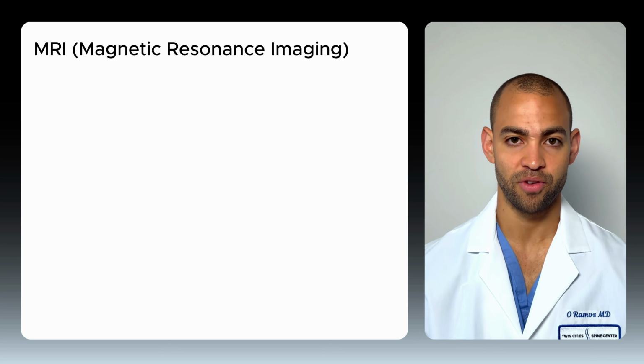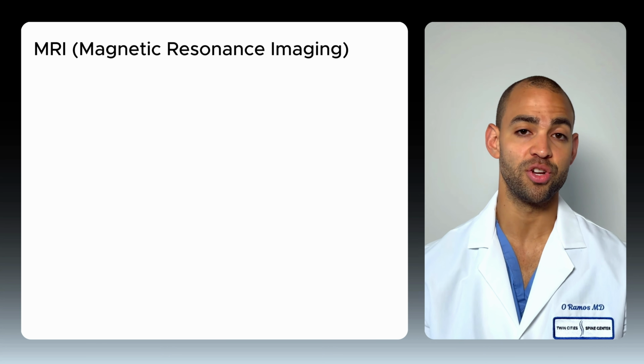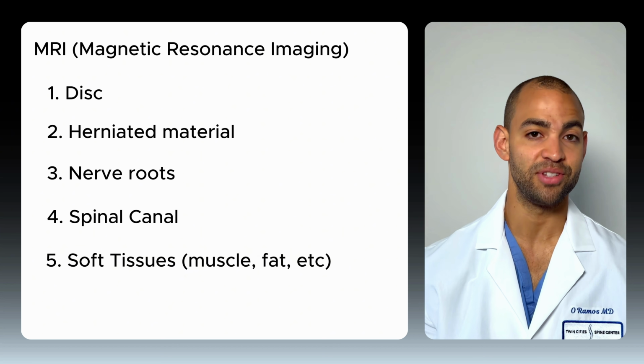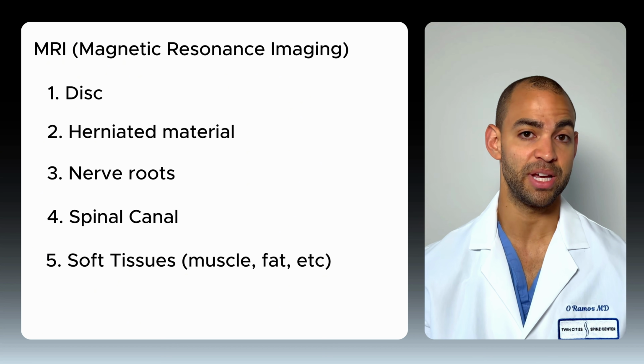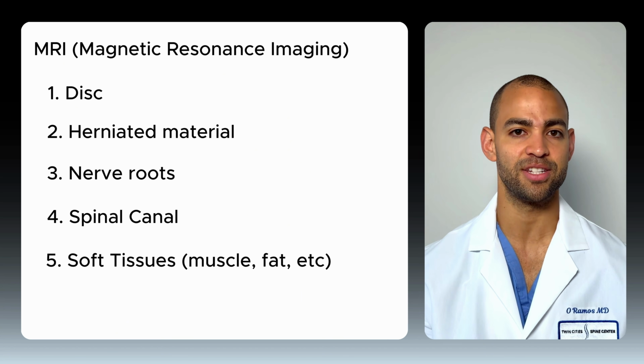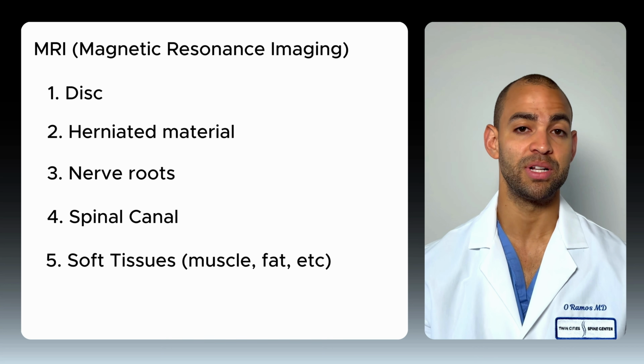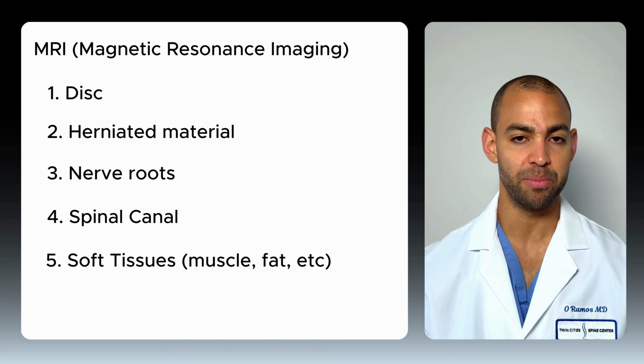MRI is the gold standard for evaluating lumbar disc herniations. It shows the disc, the herniated material, the nerve roots, the spinal canal, and the surrounding soft tissues without any radiation to the patient, as compared to CT scans. When I'm evaluating a patient for lumbar disc herniation with radiculopathy, I want a lumbar MRI without contrast in most cases. The MRI confirms which level is herniated, the type and location of the herniation, which we covered in video 1, and the degree of nerve compression. One thing I always tell patients, the MRI finding has to match the clinical picture.